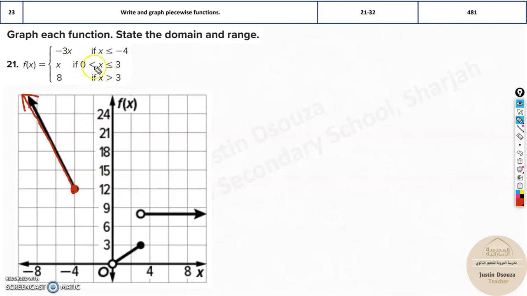Whereas over here it is specified at that domain, right? x is greater than 0, less than or equal to 3. So it starts with the closed point at x is 3. So this is x. Next over here, greater than 3, this is a hole and it goes on forever because 8 is just a constant, it's just a line. But since it's specified only after the x equals 3 value, it will be over here. That's it.